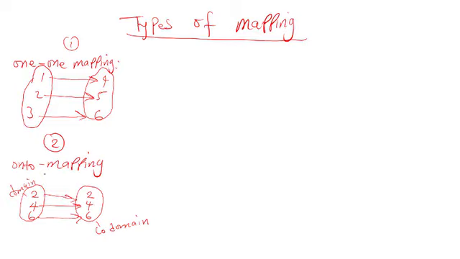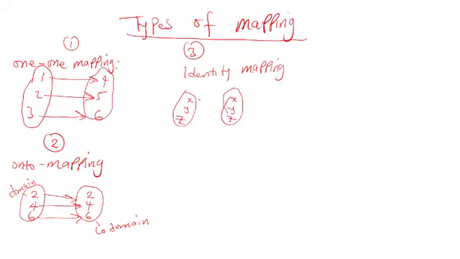Now when you talk about identity mapping, which happens to be number 3, identity mapping is where an element is mapped onto itself. So if you have the values x, y, z, and here you have your x, y, z with the arrows pointing, you have x implying x. So this is an identity mapping.